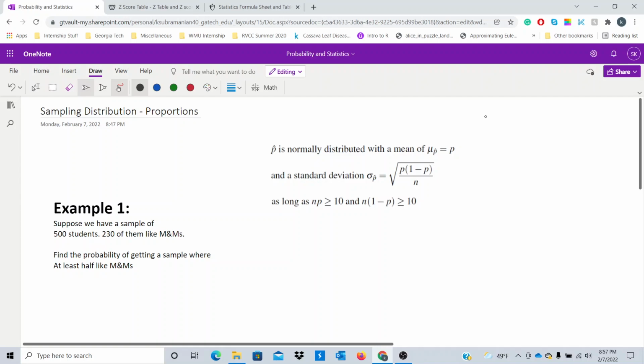So say we have a sample, and we get a proportion. We're going to call it p hat. That's what p hat is. So p hat equals sample proportion.